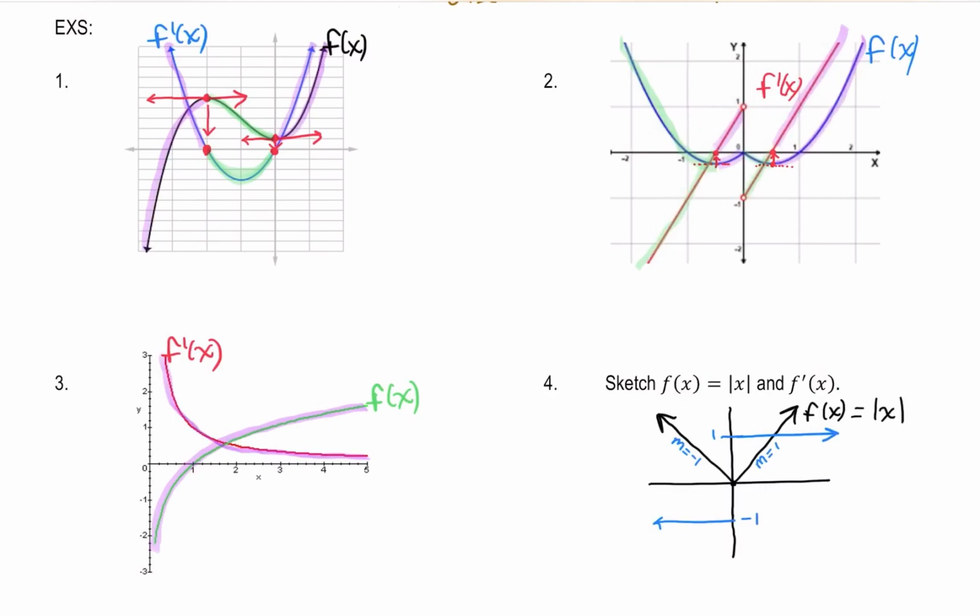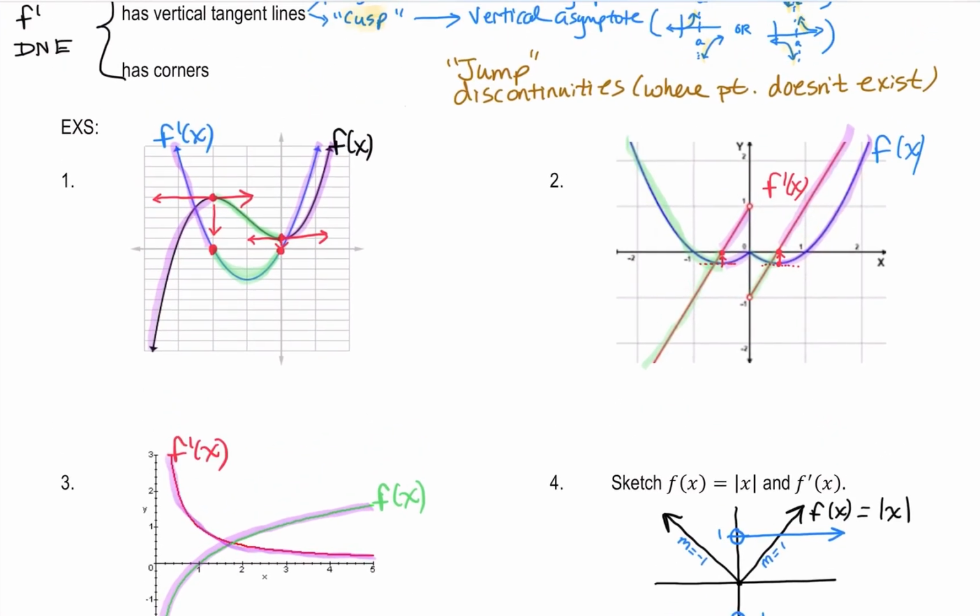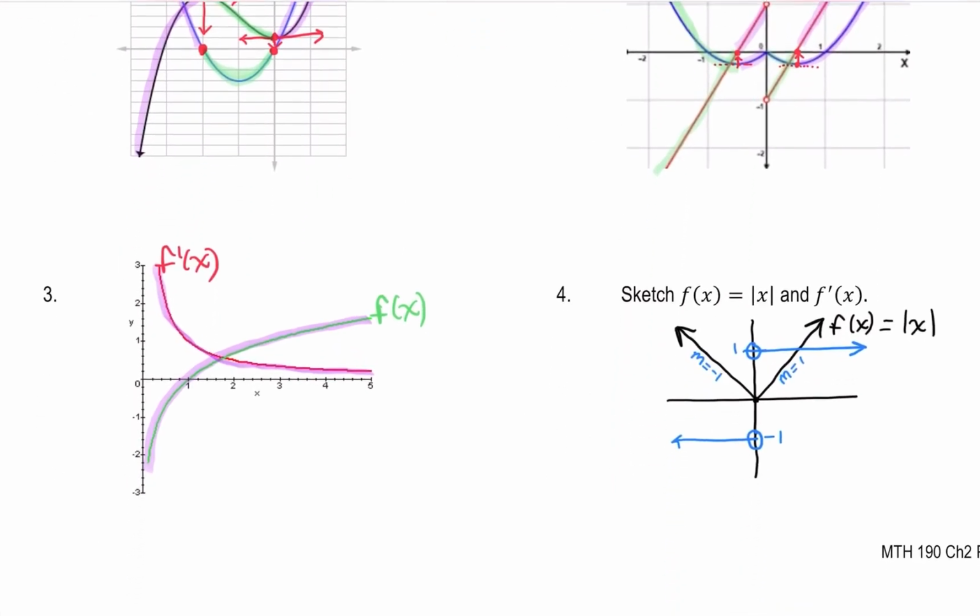However, remember, f prime does not exist at that corner point at 0. So these both must be open circles. So what we're observing here is what we summarized up above: numbers 2 and 4, excuse me, are both examples where there's this corner point, or sometimes we say this sharp turn in the graph. Those are going to be these jump discontinuities where the point will be an open circle because the point does not exist on f prime.